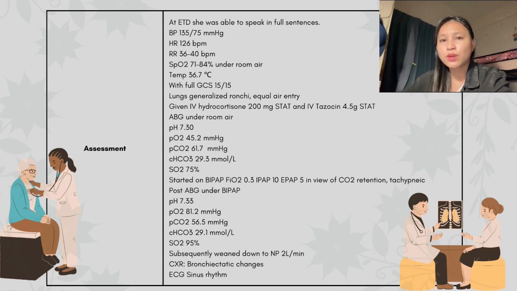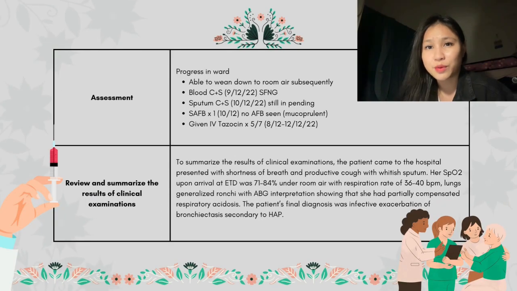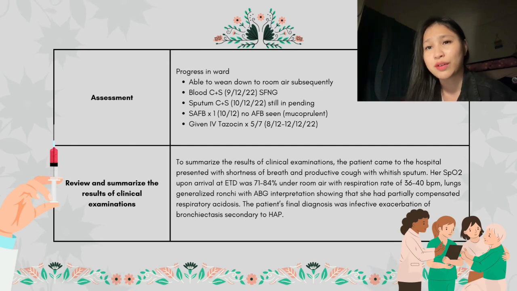She was subsequently weaned down to nasal prong 2 liters per minute. Her chest X-ray shows bronchiectatic changes and ECG shows sinus rhythm. Her progress in ward was that she was able to wean down to room air subsequently. Blood culture and sensitivity was taken on the 9th of December, so far no growth. Sputum culture and sensitivity was taken on the 10th of December, which was still pending upon discharge.